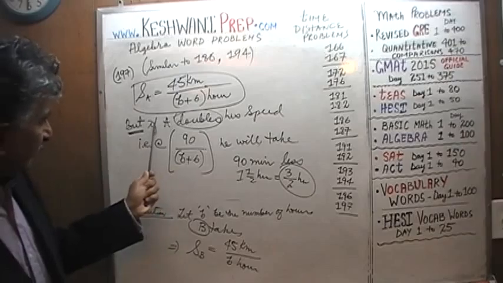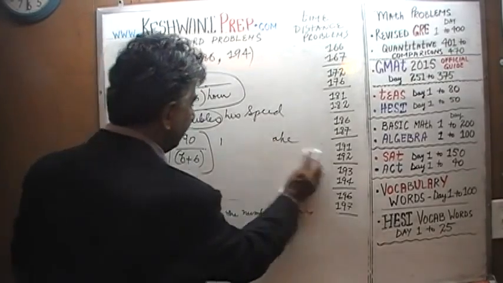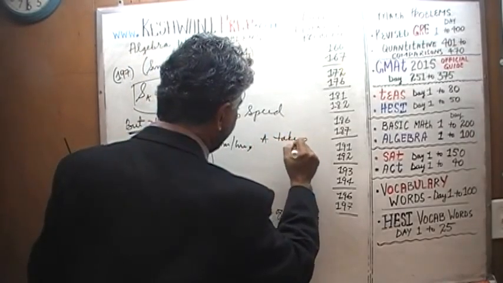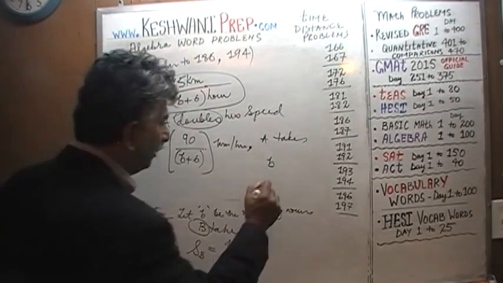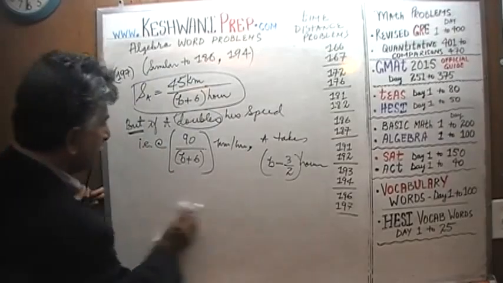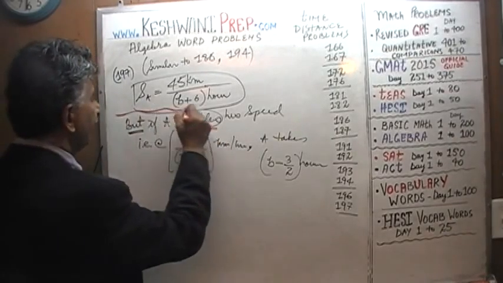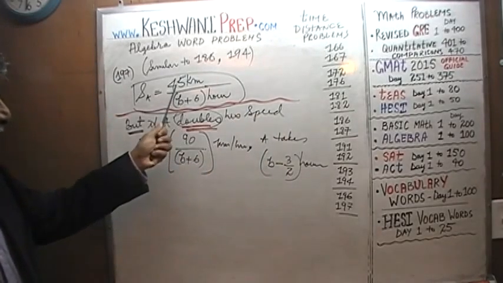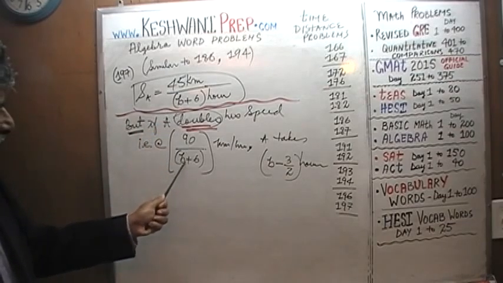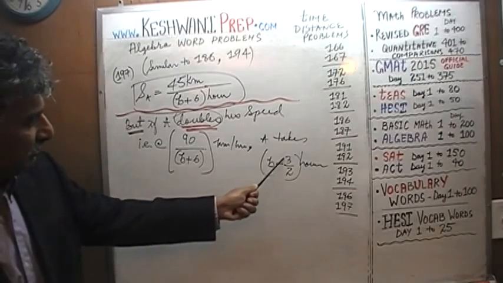One more time: if A doubles his speed, that is at 90 over B plus 6 kilometers per hour, A takes whatever amount of time that B took, minus 3 over 2 hours. One more time, I'm going to read it in a different color. If A doubles his pace, so this part is separate, if A doubles his speed, which means instead of going at 45 over B plus 6 kilometers per hour, if he were to go at 45 times 2, which is 90 over B plus 6 kilometers per hour, he takes whatever number of hours B is taking, minus an hour and a half. B minus 3 over 2 hours.